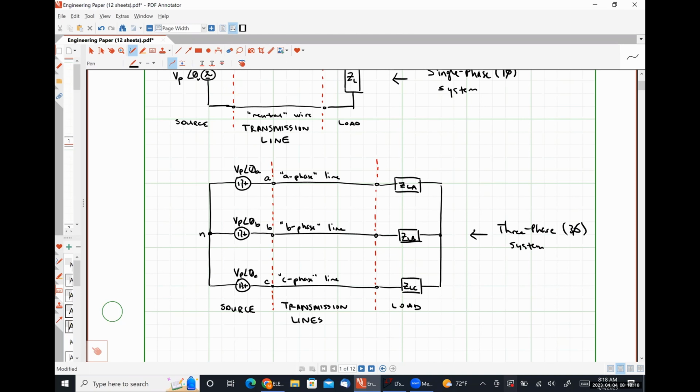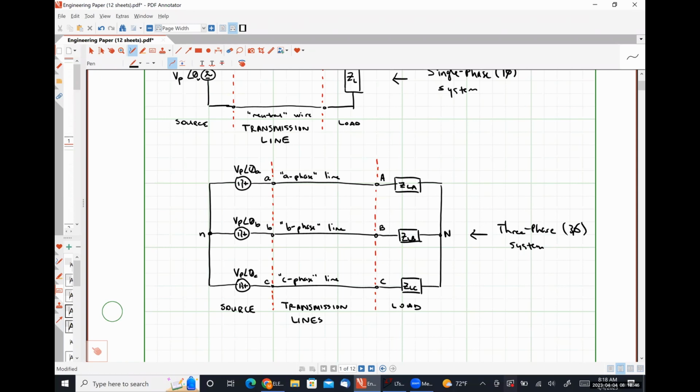On our load side, we are going to do effectively the exact same thing, except we're going to use capital letters. So my A phase terminal for my three-phase load is going to be capital A. My B phase terminal for my load is going to be capital B. My C phase terminal for my load is going to be capital C. And my neutral conductor terminal for my three-phase load is going to be capital N.